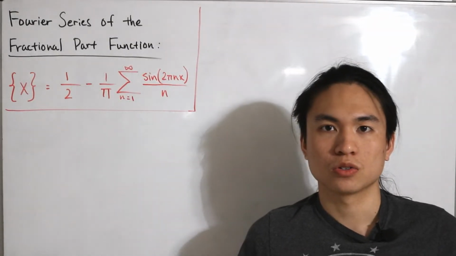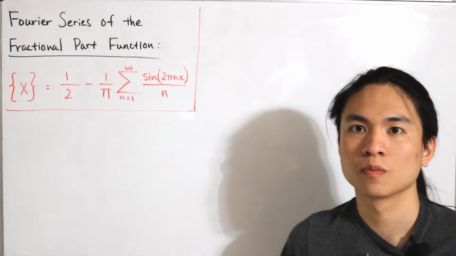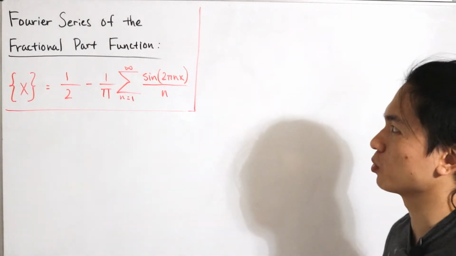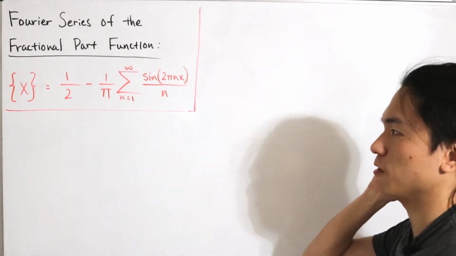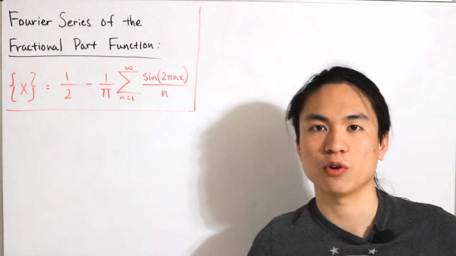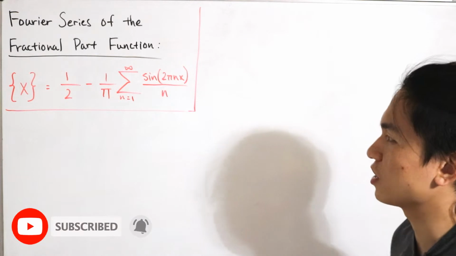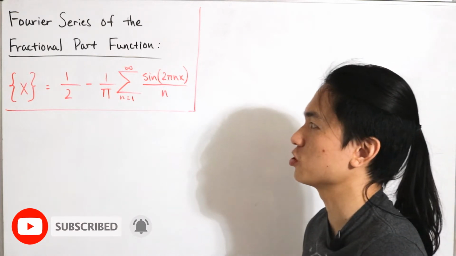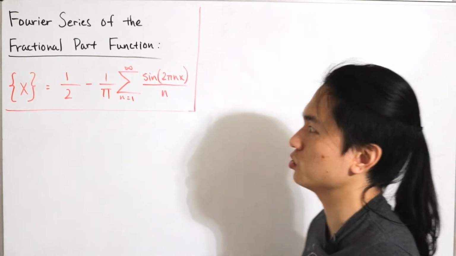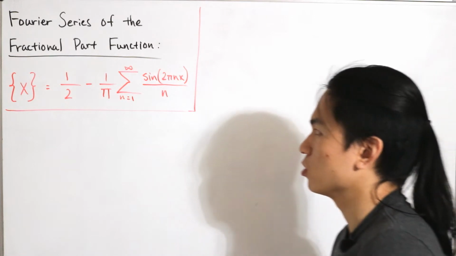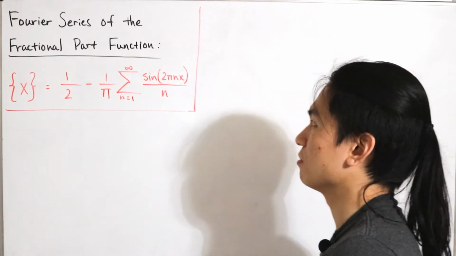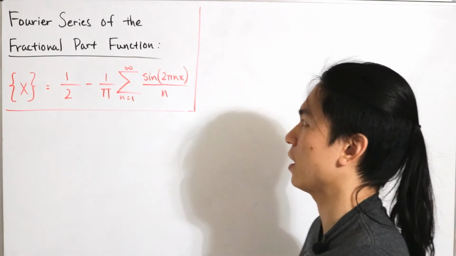Okay, so welcome back to another video. So here's the Fourier series of the fractional part function. And today's video is more of a derivation of showing the left-hand side is equal to the right-hand side. And that is that we have that the Fourier series representation of the fractional part of x is equal to 1/2 subtract 1 over pi multiplied by the infinite sum of sine of 2 pi nx divided by n.